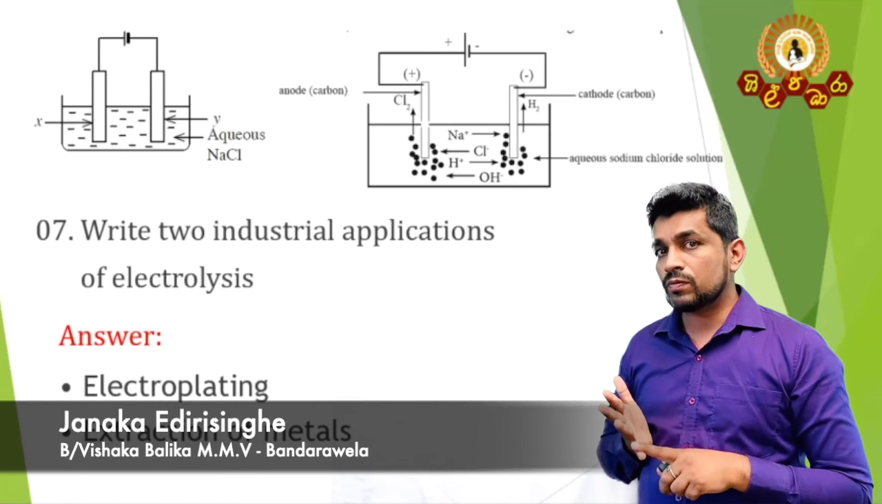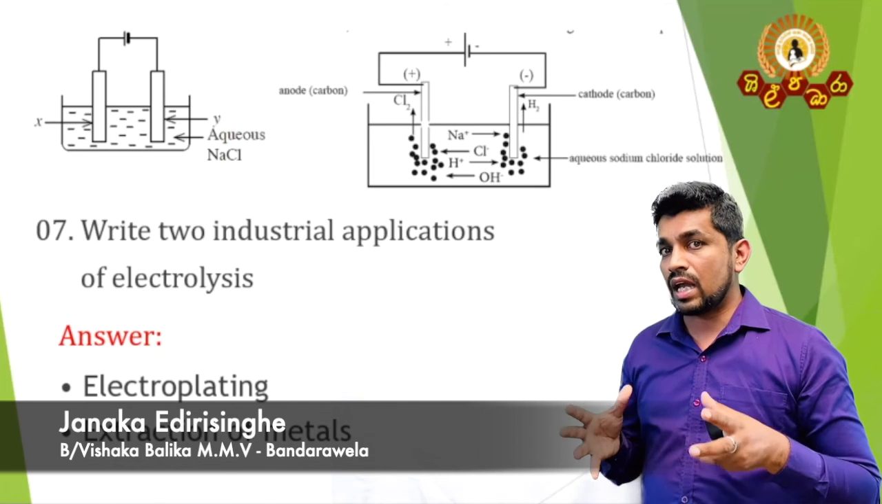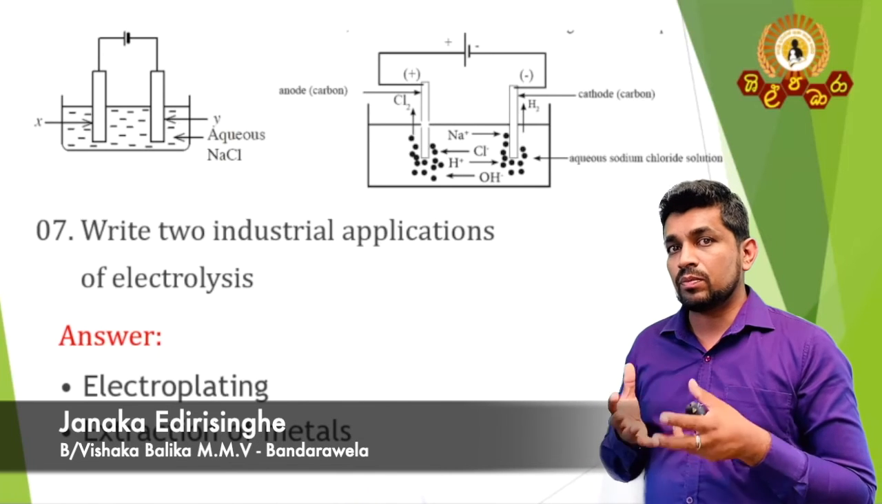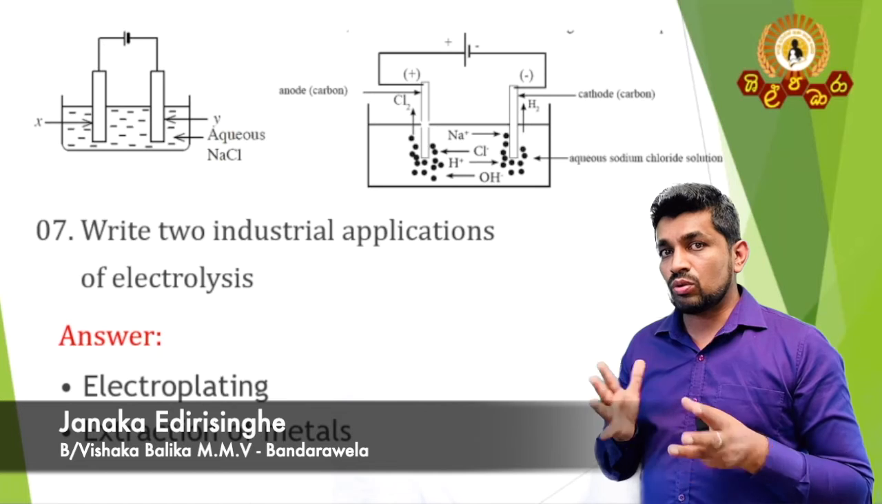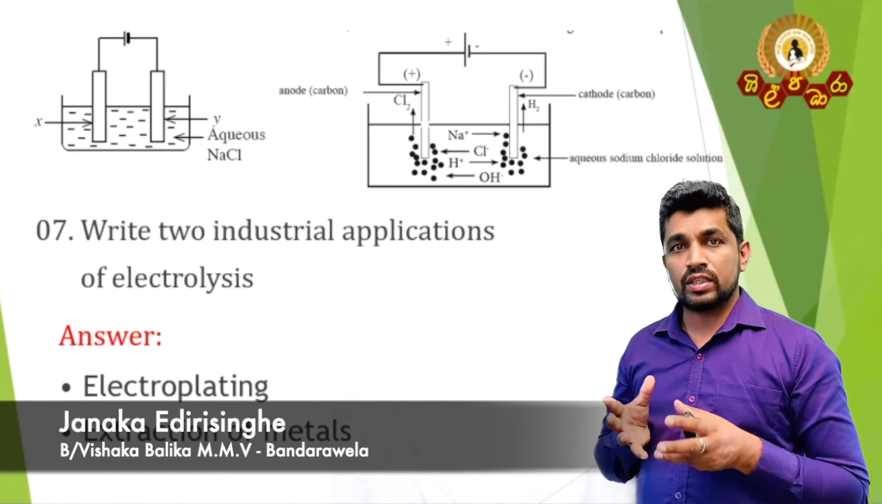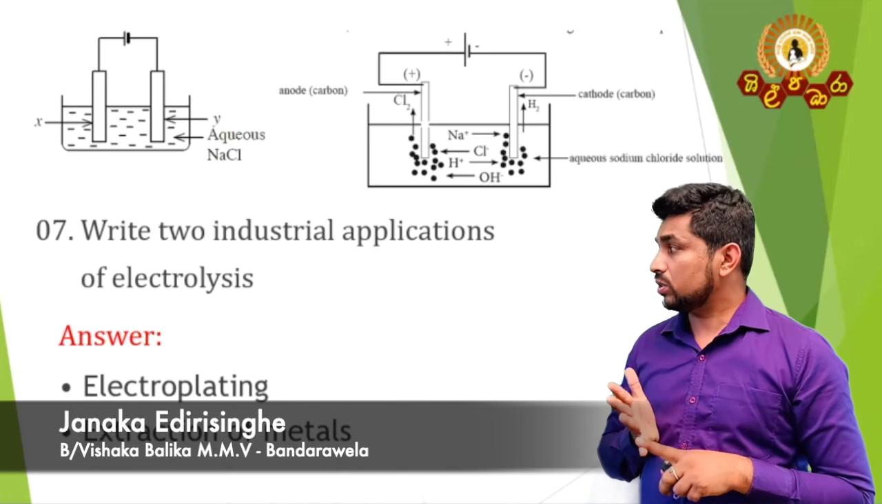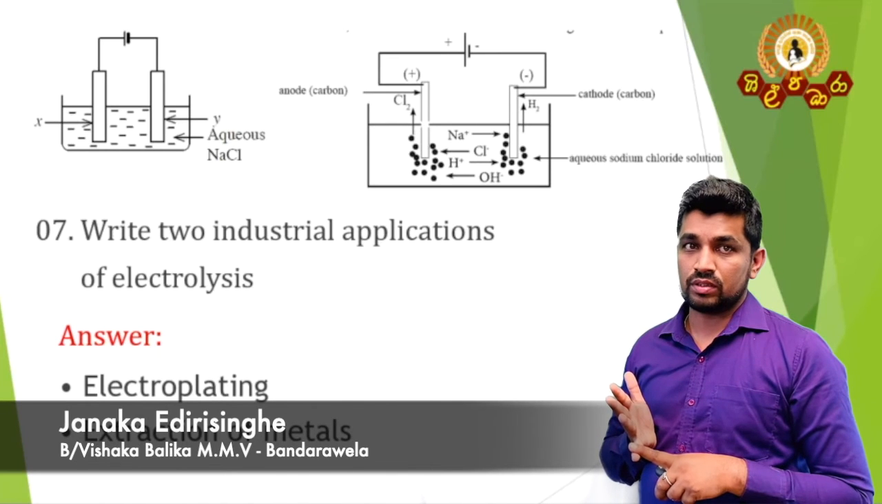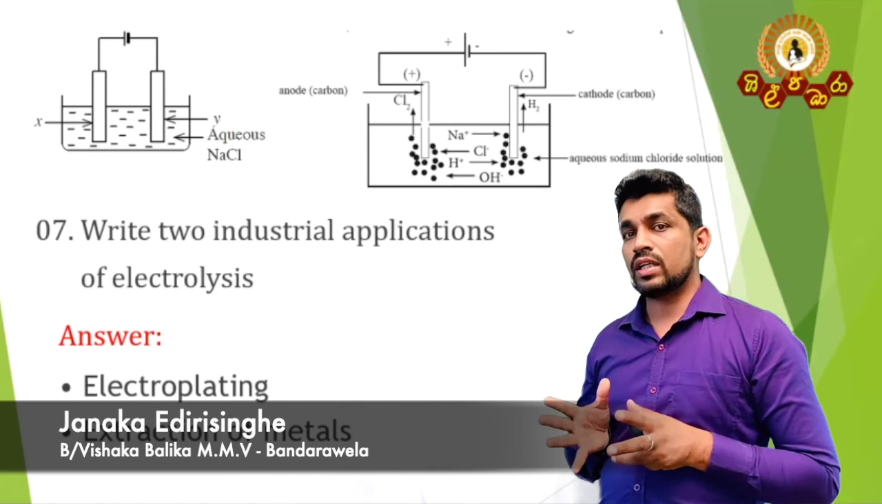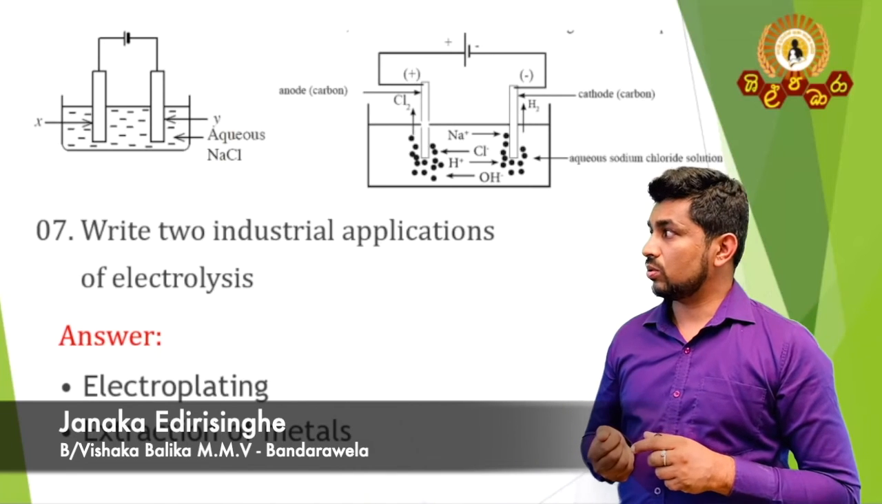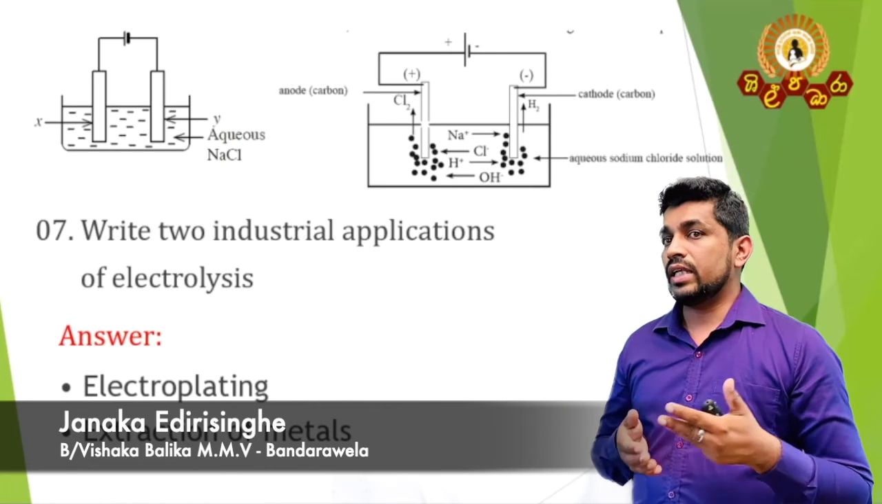Most vehicles use alloy wheels. Some engine parts are chromium and nickel coated. Some decorated items and ornaments also use this electroplating process, right? Those are the major things that you have to understand about the electrolysis process.